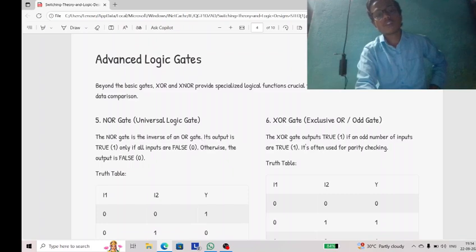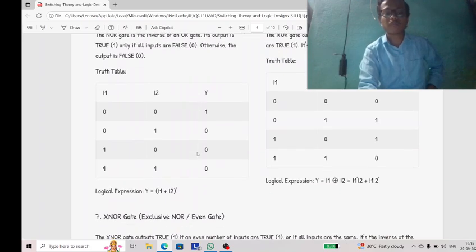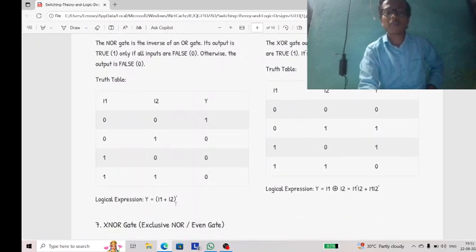The fifth logic gate is the NOR gate, which is also known as a universal logic gate, like the NAND gate. The NOR gate is the inverse of an OR gate. Its output is true, 1, only if all inputs are false, 0. Otherwise, the output is false, 0. Let's see the truth table with I1, I2 as the inputs and y as the output. The logical expression for the NOR gate is I1 plus I2 whole bar.